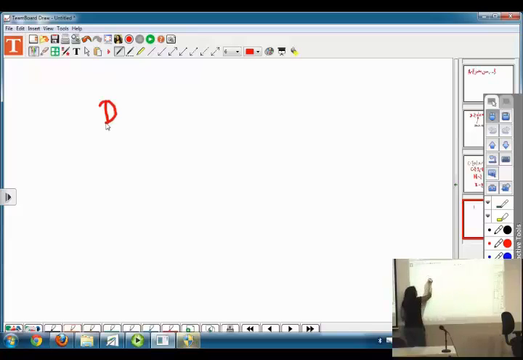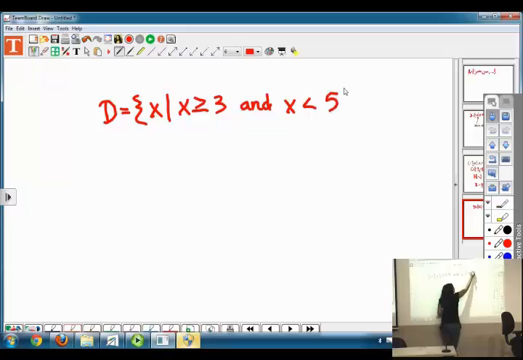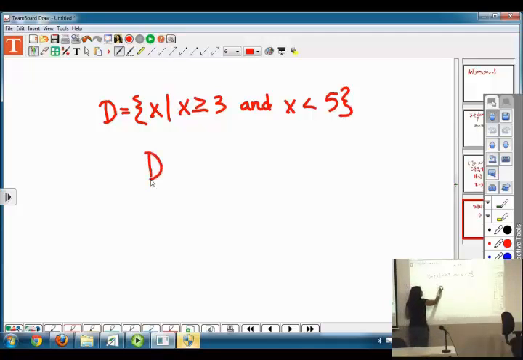Let's say set D. I'm going to say X such that X is greater than or equal to 3 and X is less than 5. So I put that set up there, I ask you to put it in roster notation. Set D in roster notation is going to start with what number? 3, because 3 is included.